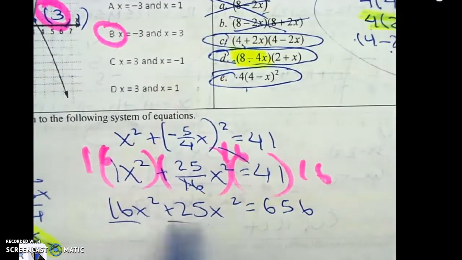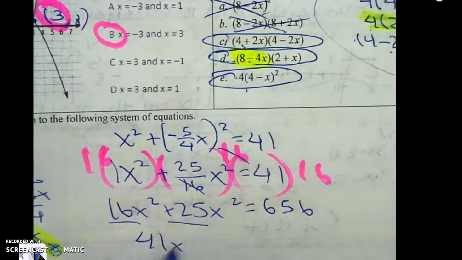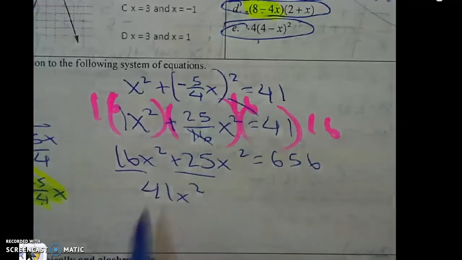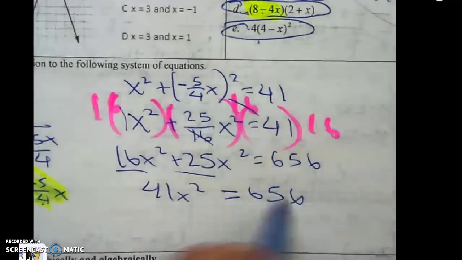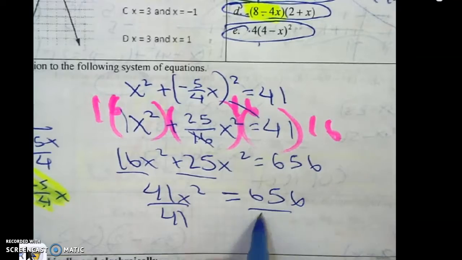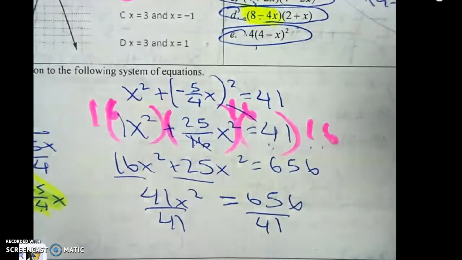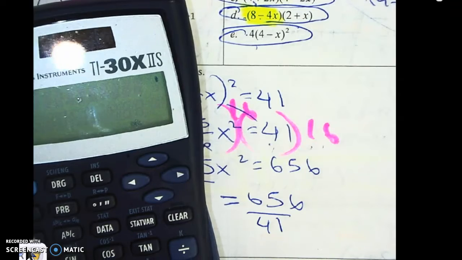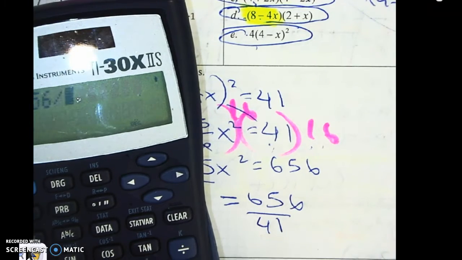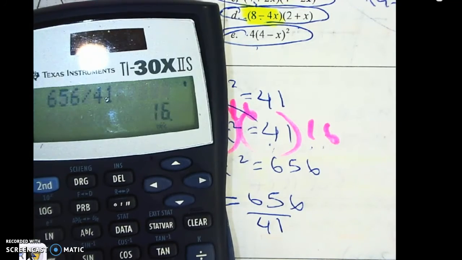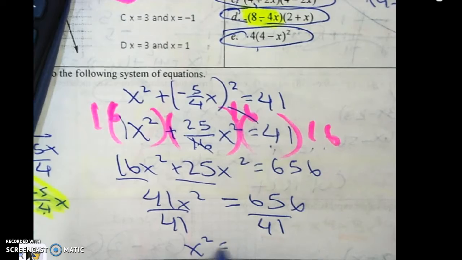And now these are the same, so I add them together. So equals 656. When I solve for x, I divide by 41. I already know that's 16 because I multiplied, and now I'm dividing. But if you don't know what I'm saying, I'm going to go like this. 656 divided by 41. And I get 16. Oh my gosh, I had no idea.